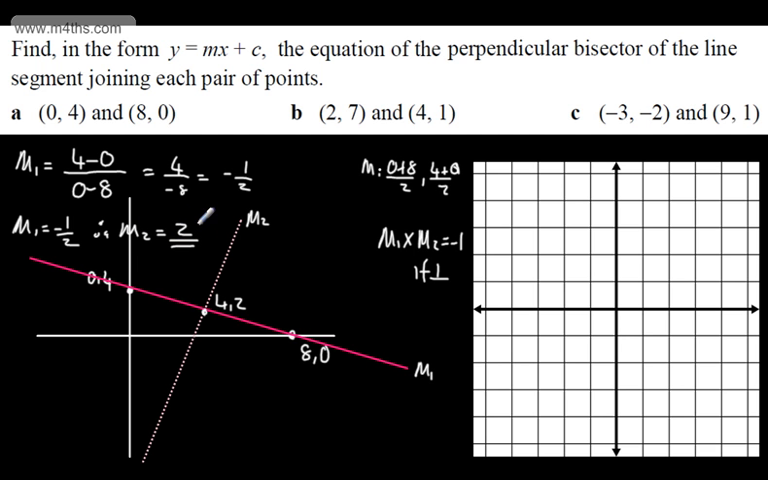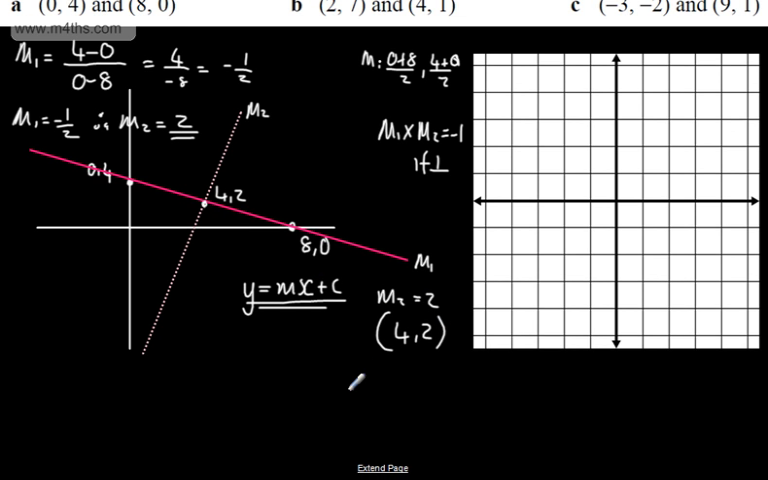We now have a gradient and we have the point that it goes through. The only things that we need for the equation of a straight line are a point and a gradient. So a point it goes through and a gradient. So using y is equal to mx plus c, we know that the value of m or m2 is going to be 2, and we have this point 4, 2. We only need these two things. We don't need a y-intercept, we just need these.